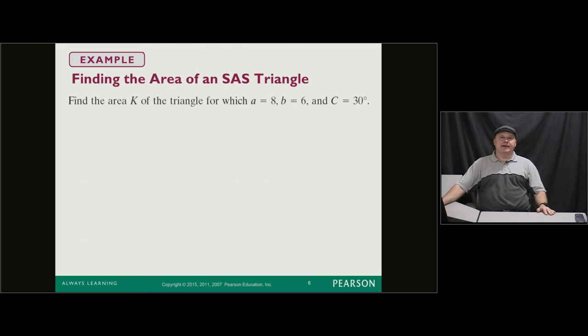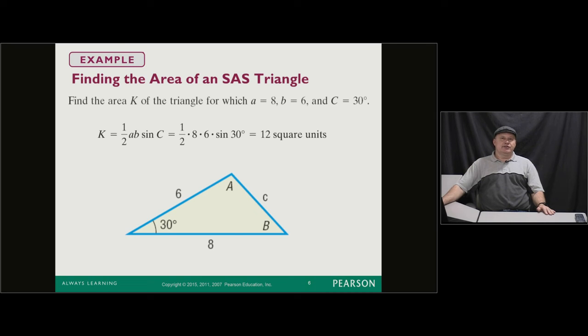Okay, let's look at this example. Finding the area of a side angle side triangle. Find the area K of a triangle with sides A is 8, B is 6, and angle C is 30 degrees. They show you a little picture of it, and I'm just going to confirm it's a side angle side. We've got the 30-degree angle in between the 6 and the 8, so that is a side angle side. So K equals 1/2 A times B times the sine of angle C. So it's 1/2 times 8 times 6 times the sine of 30 degrees, which is 12 square units.